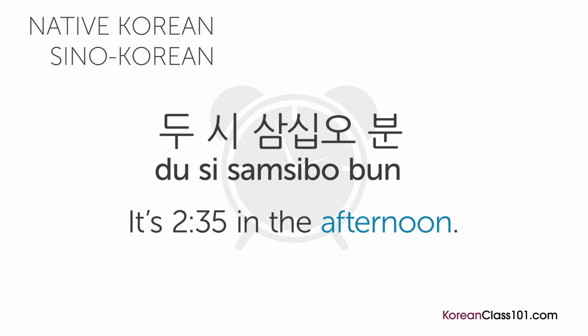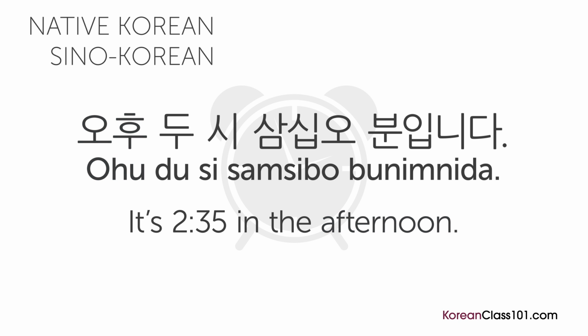Then, put the word for afternoon at the beginning, which is 오후. Altogether, it will be 오후 2시 35분입니다. It's 2:35 in the afternoon. There's no quick and easy way for remembering the rules for when to use which number system. However, there are some basic general guidelines. Learn those and you'll be good for many different situations in Korean.